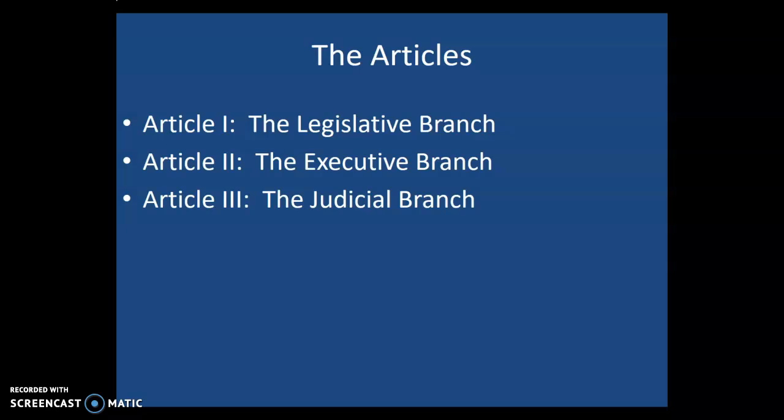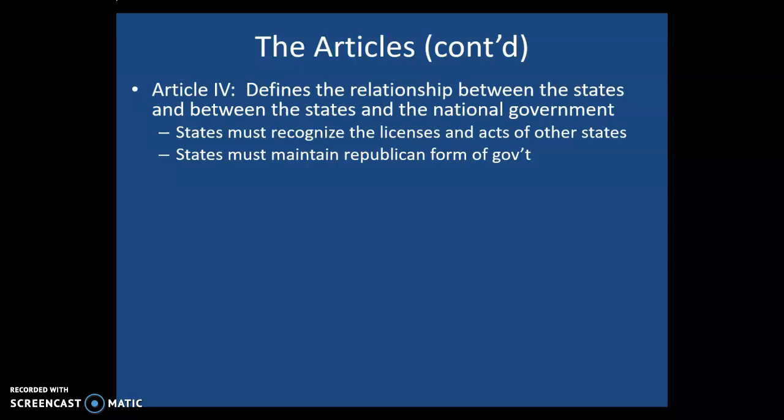Article 1 is the legislative branch, Article 2 the executive branch, Article 3 the judicial branch. We're going to spend the bulk of the rest of this semester looking at these three articles. But there is more to the Constitution than just these three articles. We also have Article 4, which defines the relationship between the states and between the states and the national government.